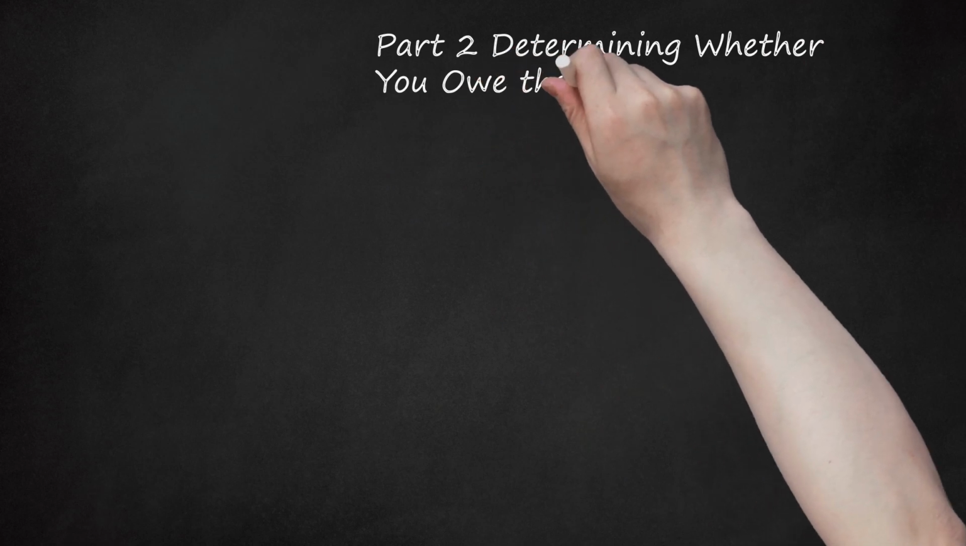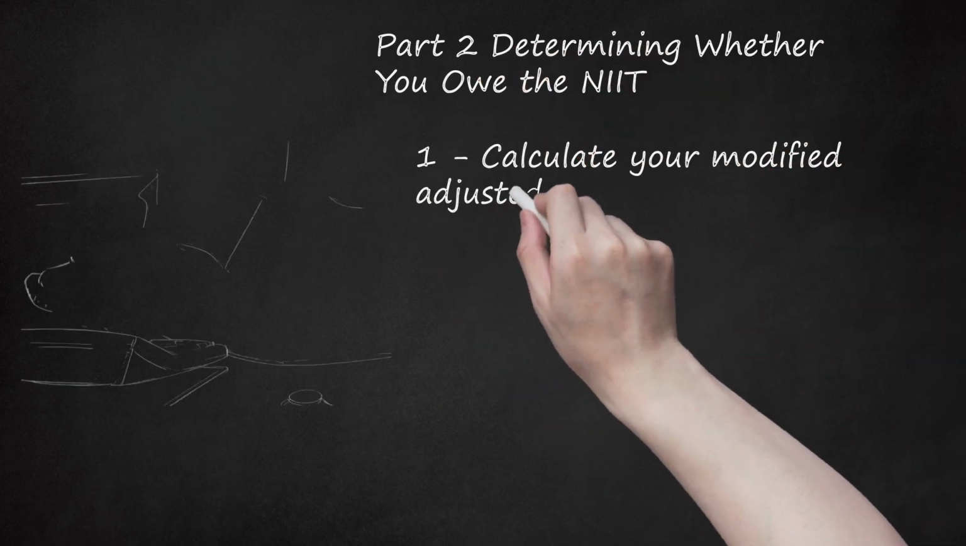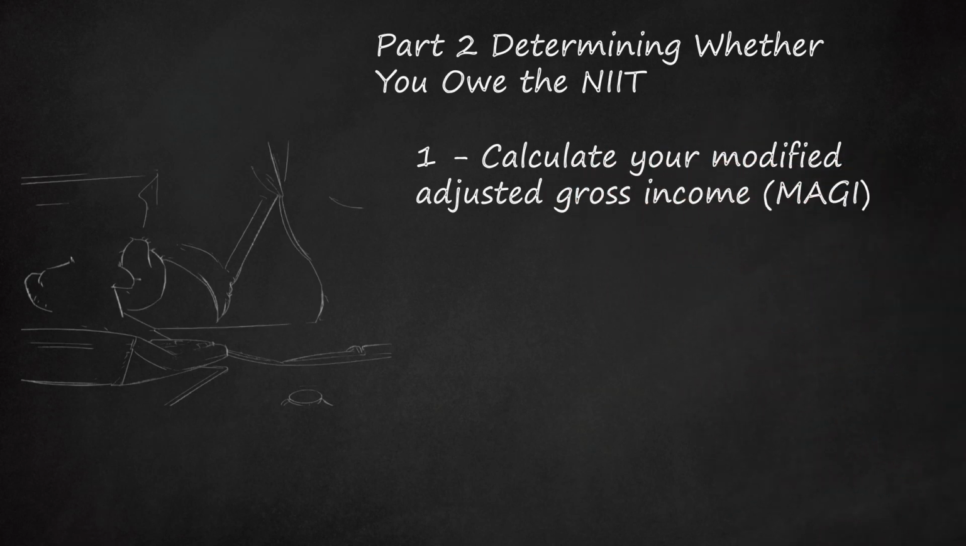Part 2. Determining whether you owe the NIIT. 1. Calculate your modified adjusted gross income, MAGI. Your MAGI is your adjusted gross income, AGI, increased by the amount of your net foreign earned income. If you do not have any foreign earned income, i.e., income you earned while living abroad, your MAGI will simply be your AGI. Your AGI is found on line 37 of Form 1040 or line 9 of Form 1041.